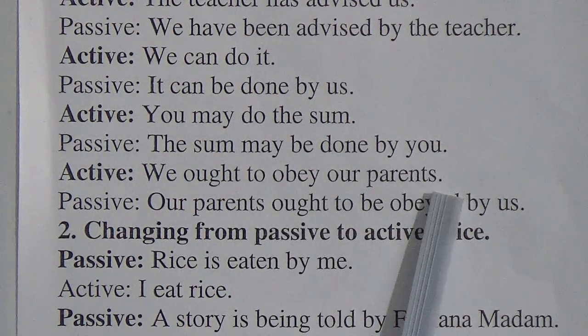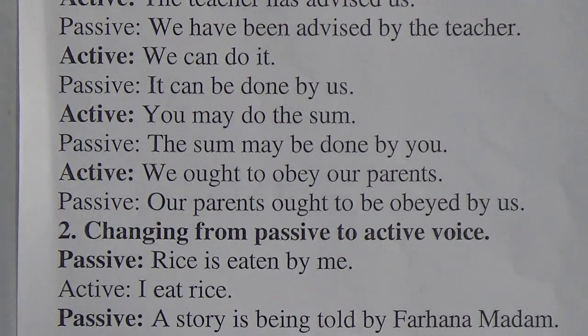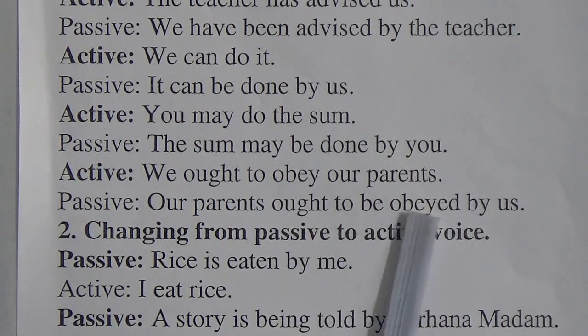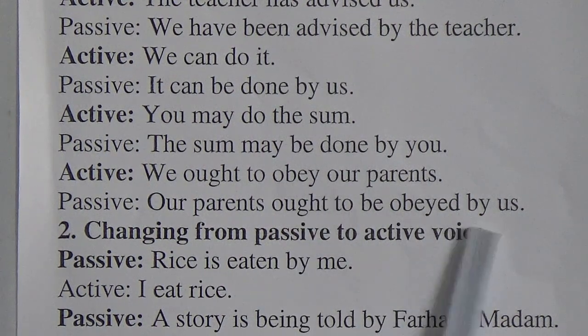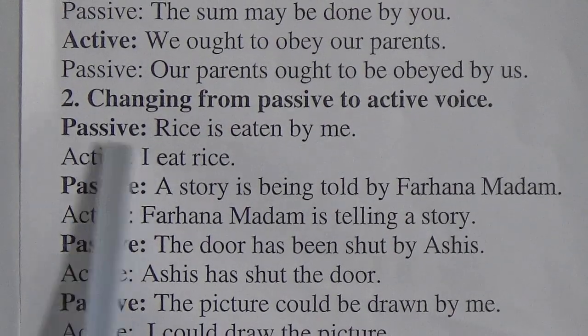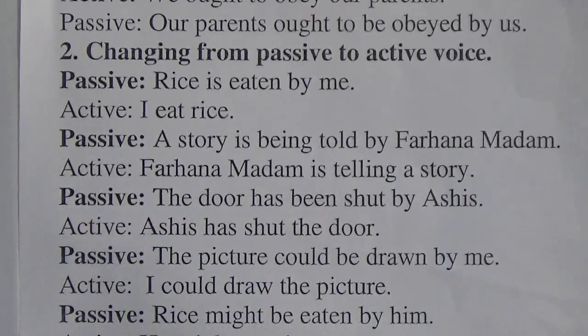We ought to obey our parents. So here ought to is a modal auxiliary verb. Our parents is the subject, ought to is a modal auxiliary verb. We will add be after the modal auxiliary verb, then the past participle of verb, preposition by, and the subject will become the object at the last. Next one, look very carefully, changing from passive to active voices.